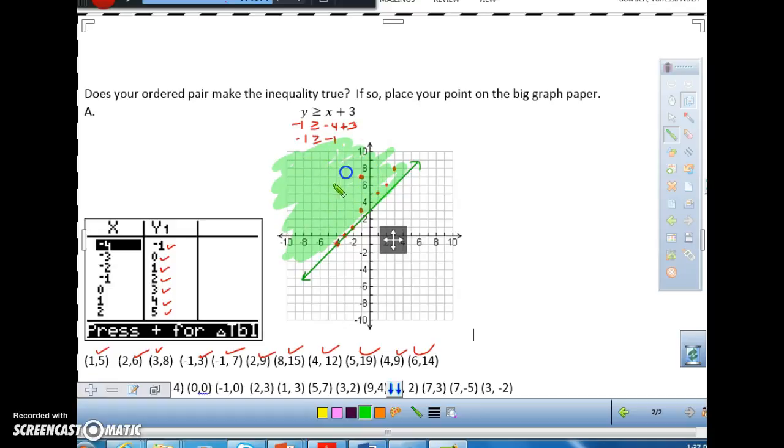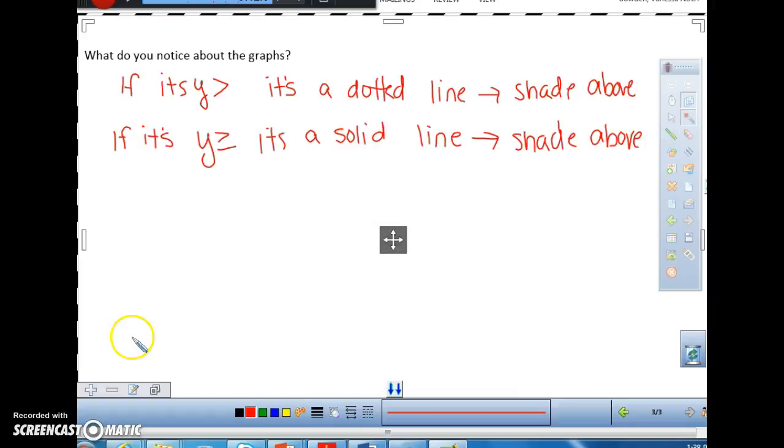Even if fractions are involved, like, for example, 1 and 5.5 would work. And 1 and 5.6 would work. So even with fractional parts, it would be impossible to list them all. There would be an infinite number of points within this region. And this is the only way that we can graph the solution, by graphing the inequality, because it's impossible to list all the solutions.